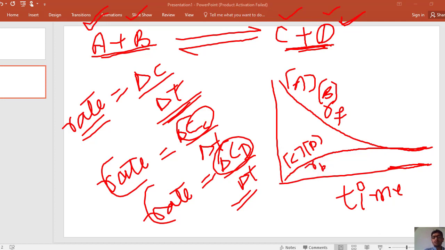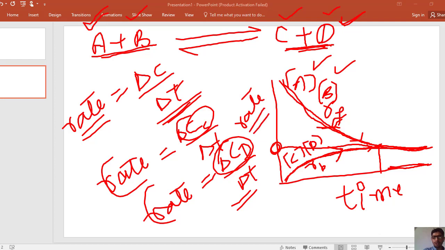At the beginning the concentration of A and B was very high, so the rate of the forward reaction was very high. Then the rate of the forward reaction decreased with the passage of time, and the rate of the backward reaction increased. So a time will be reached in which the rate of the forward reaction is equal to the rate of the reverse reaction. At this point they are equal.